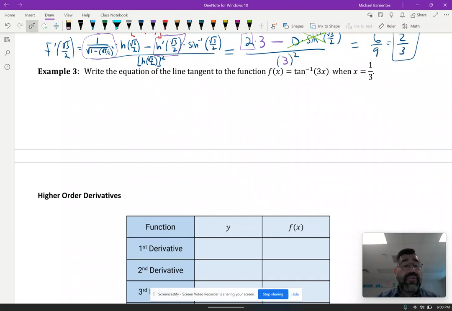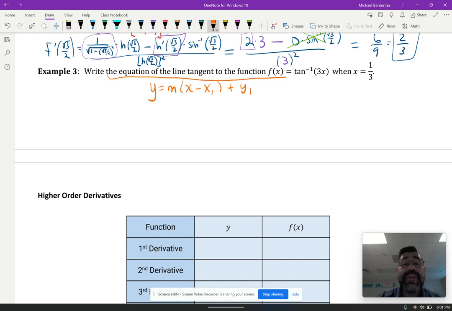Alrighty, here's video 3. We're looking to find the equation of the line that's tangent to the function. That should be a familiar phrase. When you see the equation of the line tangent to the function, we're really talking about this formula. And in order to use this formula, I need three things. I need an x-coordinate, which we have. I need the y-coordinate at which that x-coordinate is given. And then I need the slope, which means I need the derivative.